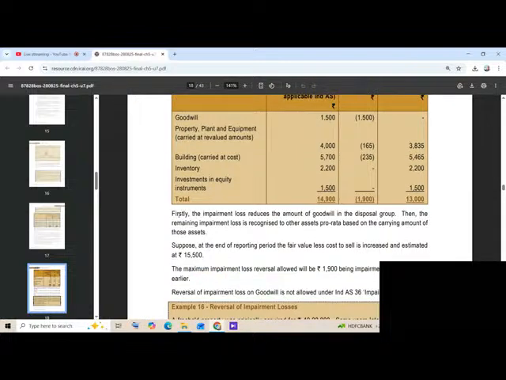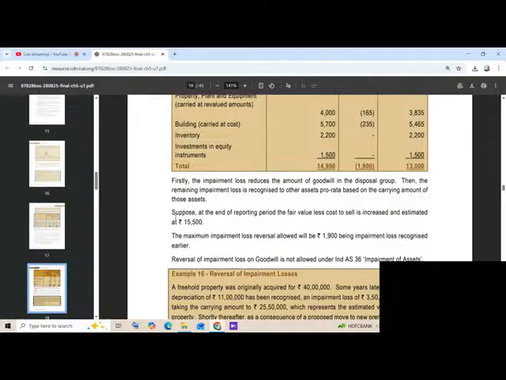Firstly, the impairment loss reduces the amount of goodwill in the disposal group. Then the remaining impairment loss is allocated to other assets pro rata based on the carrying amount of those assets. Suppose at the end of the reporting period, the fair value less cost to sell has increased and is estimated at 15,500. The maximum impairment loss reversal allowed will be 1900, being the impairment loss recognized earlier. The reversal of impairment loss on goodwill is not allowed under Ind AS 36 Impairment of Assets.